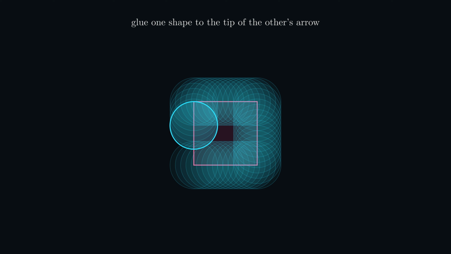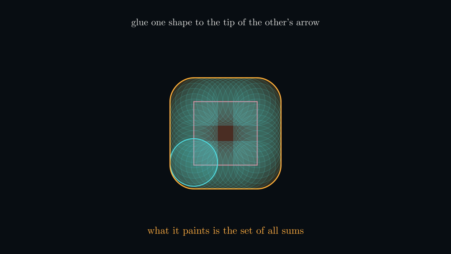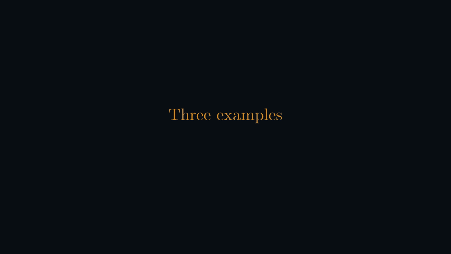Glue the blue shape to the tip of the orange arrow and drag it over the whole orange region. What it paints is the set of all sums. Three examples from small to large.